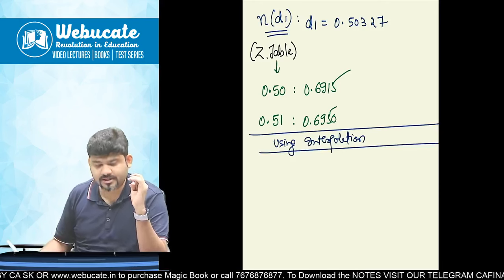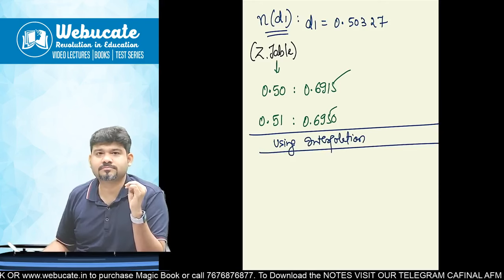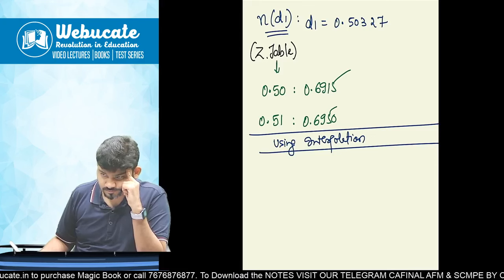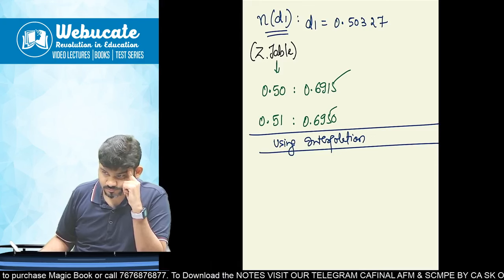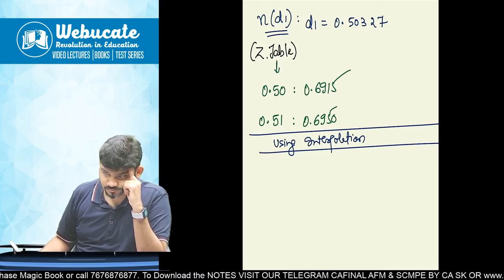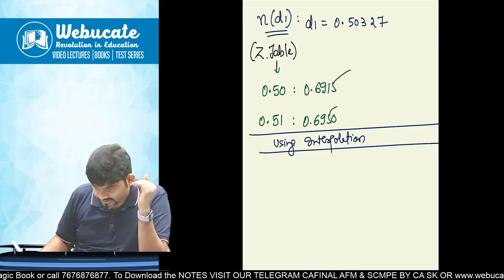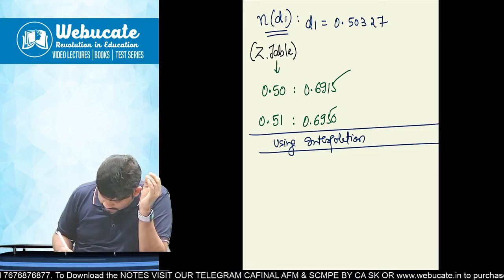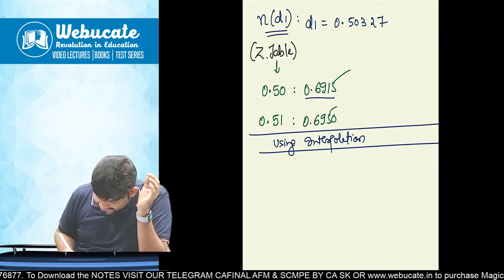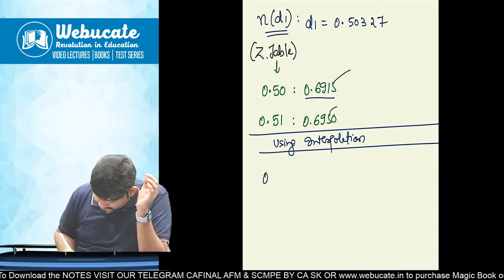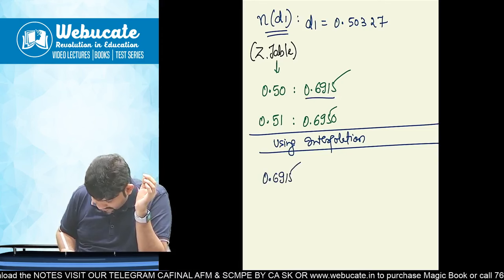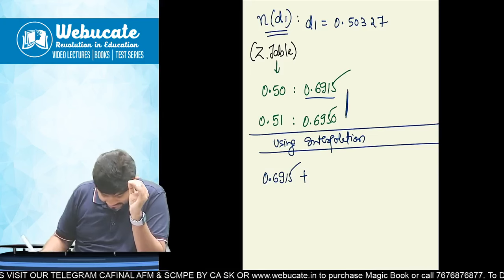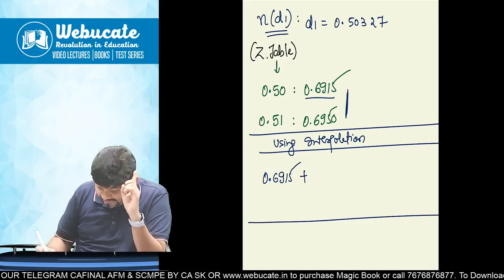Using interpolation. Let's start. For 0.50, 0.6915 is there. Plus, now between this we will have to find out. So we will say that, now pay attention very carefully.